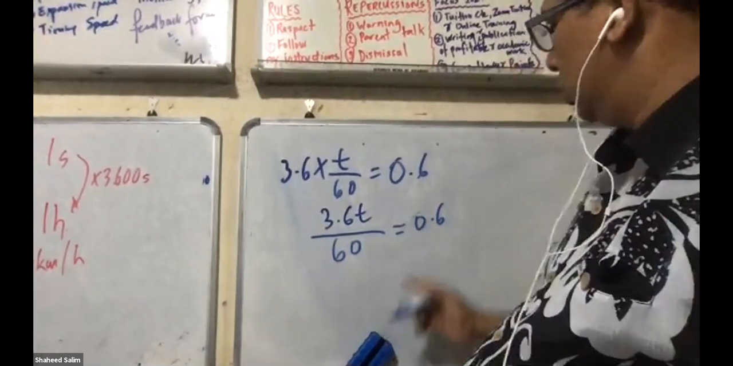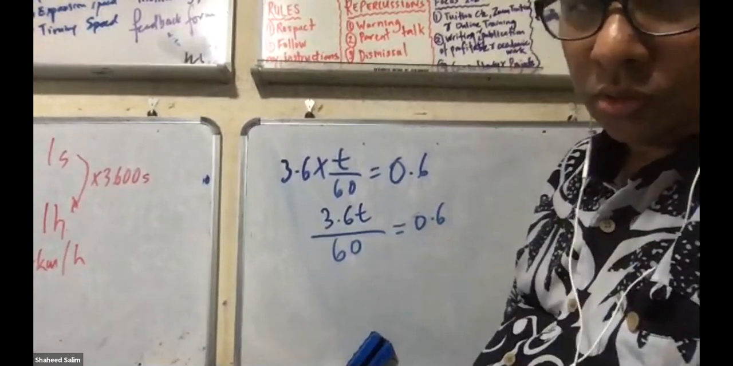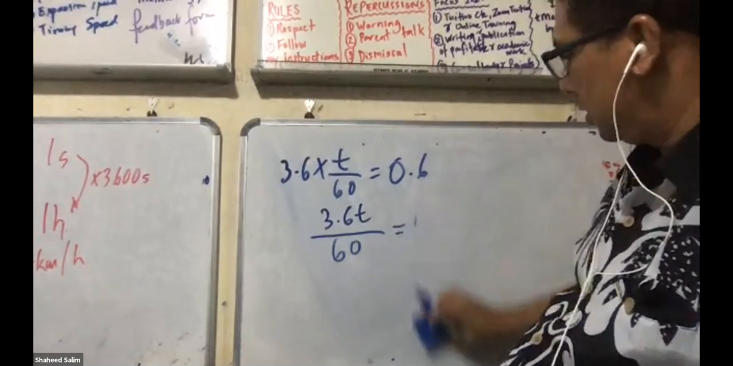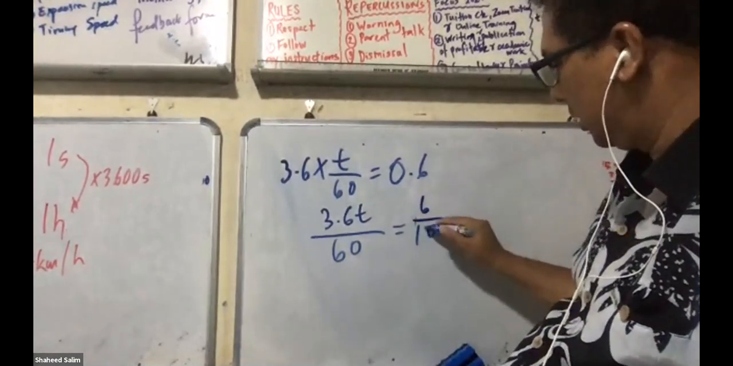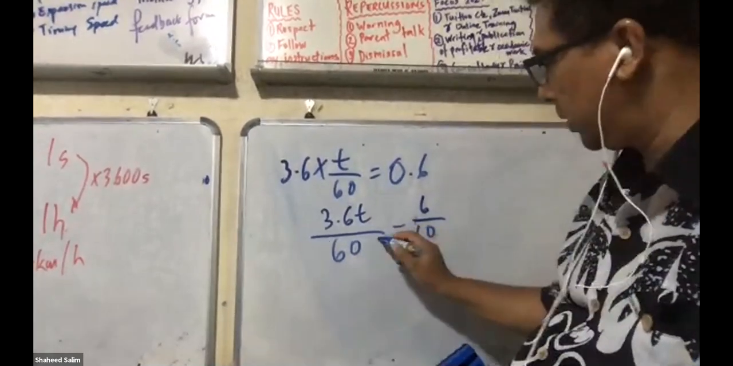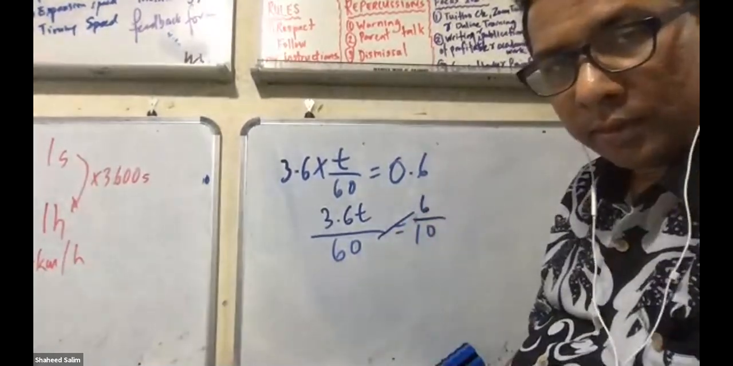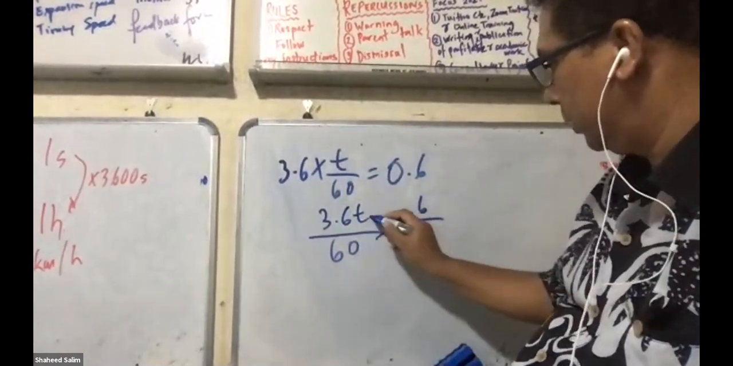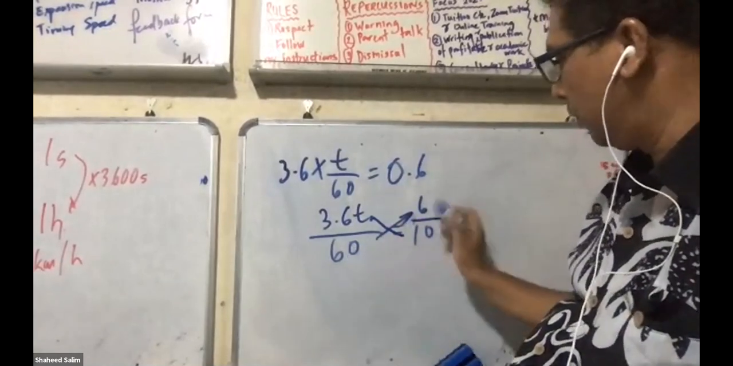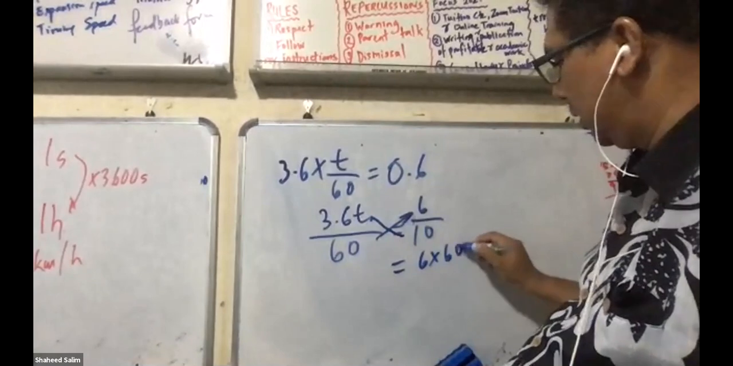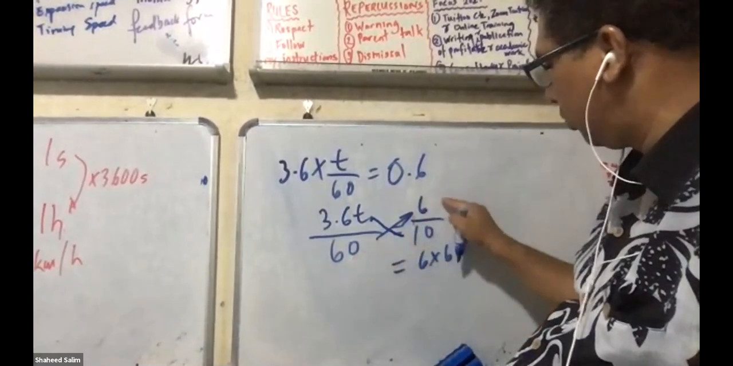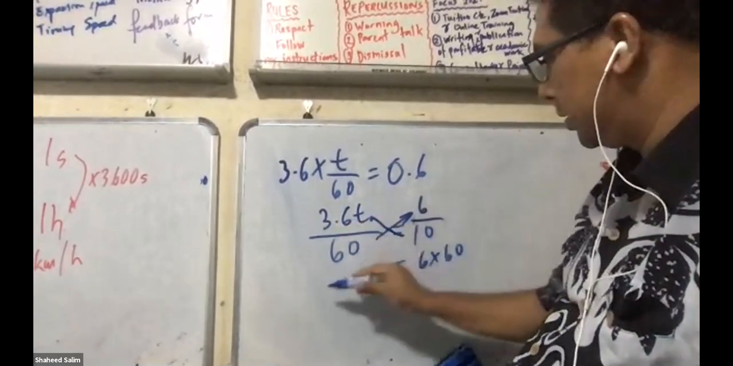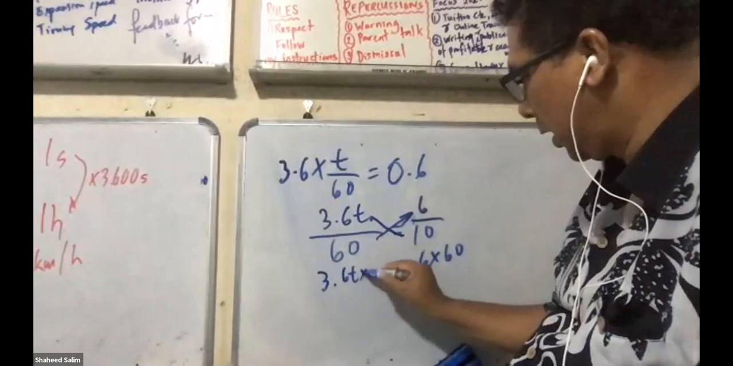So how to do it? 0.6 you can also change into 6/10. Did I teach you cross multiplication, up, down, whatever? The other day, last week, yes. You can bring this over here. When you bring this over there, it becomes 6 times 60, because the bottom you push up to the top. Then the 10, you bring it to the other side, is 3.6T times 10.